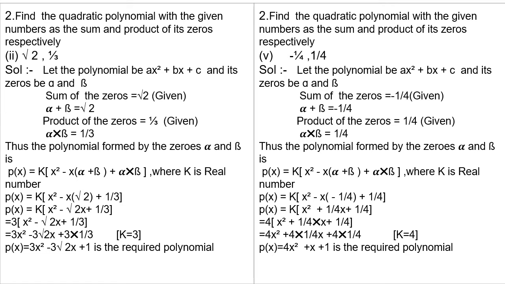To write the general form of a quadratic polynomial, we have to dismiss the denominator here. The denominator is 3. So to remove this denominator 3 we have to multiply all the terms by 3. So let us take k is equal to 3 here. So 3 into x square minus 3 into root 2x plus 3 into 1 by 3. 3 into 1 by 3, the 3s cancel, we will get only 1. So p of x is equal to 3x square minus 3 root 2x plus 1 is the required polynomial for the zeros root 2 and 1 by 3.